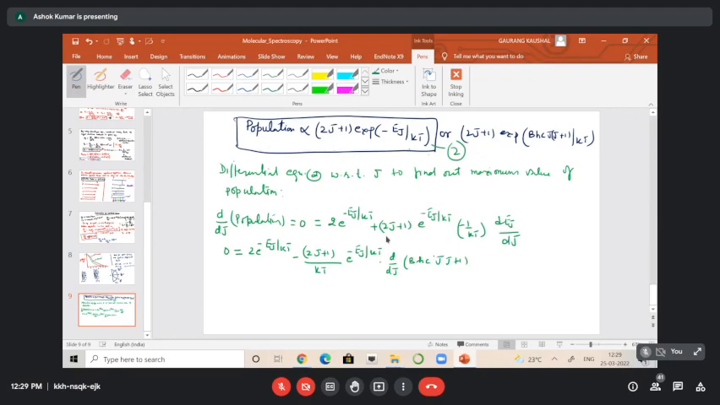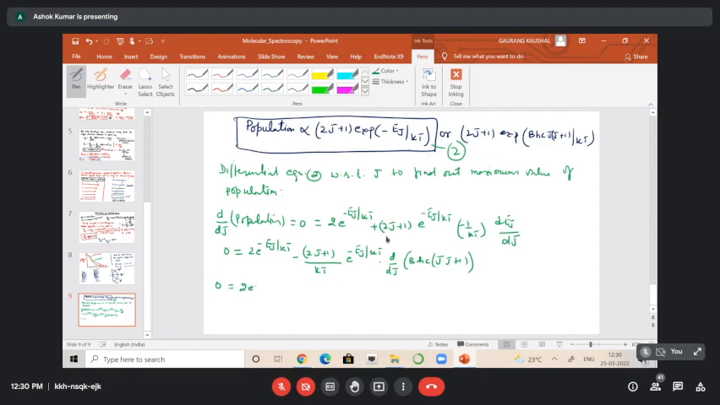I am doing nothing, but I am just solving this partial derivative and equating that partial derivative equal to 0 to find out the maximum value of the population. And you know that is the procedure to maximize any parameter. Here that parameter is the population.